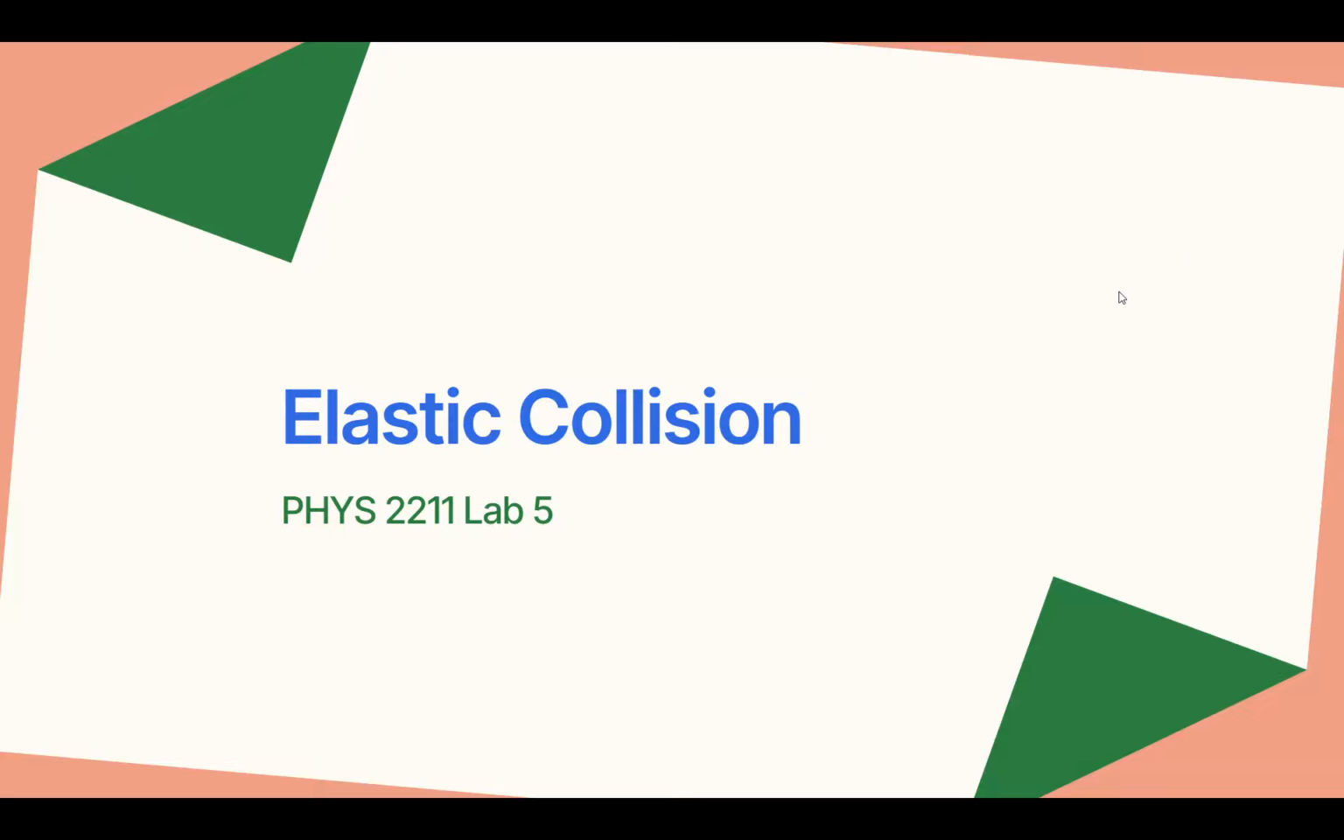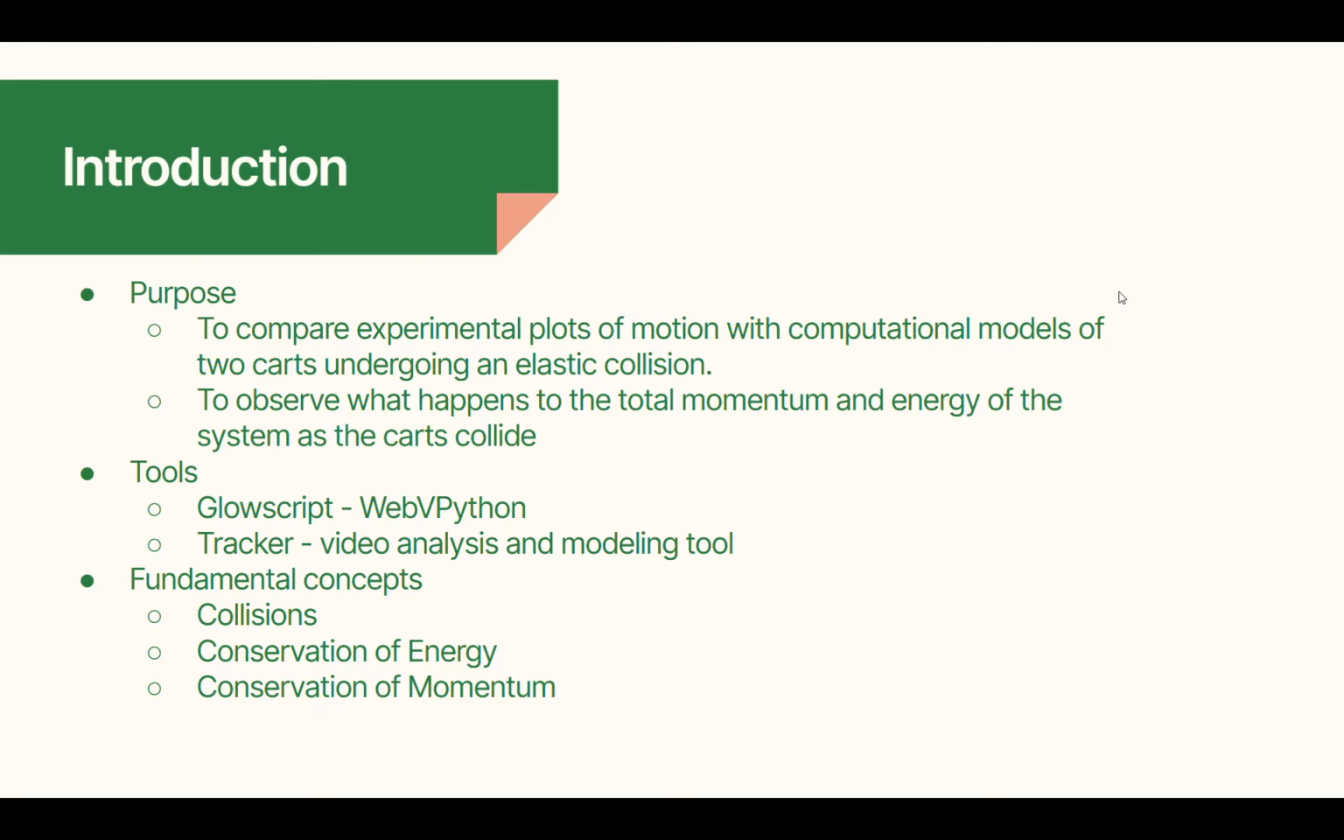On Lab 5. The purpose of this laboratory experiment is to compare experimental plots of motion with computational models of two cards undergoing an elastic collision, and to observe what happens to the total momentum and energy of the system as the cards collide. To do this, I used GlowScript and Tracker to analyze the video, and some fundamental physics concepts needed and applied throughout the experiment, just general knowledge about collisions, the conservation of energy, and the conservation of momentum.